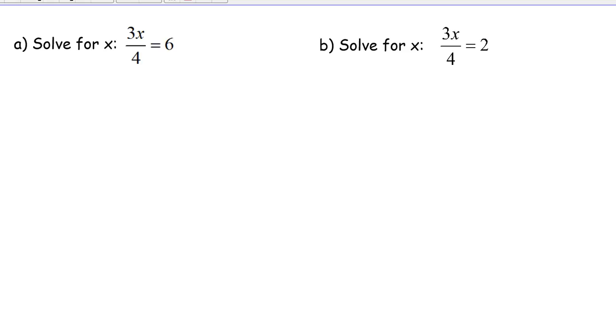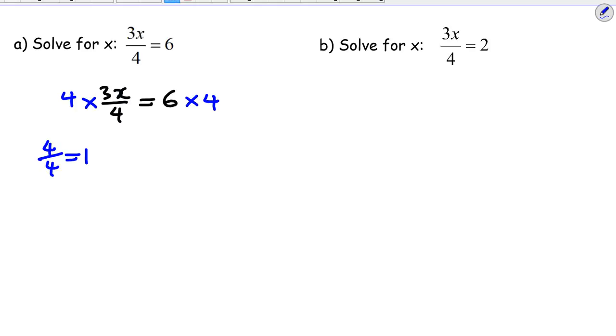Here is another example. So we'll start with 3x divided by 4 equals 6. So the opposite of dividing by 4 is multiplying by 4. So if I can just copy this down here. I'll multiply each side by 4. We know that 4 divided by 4 is 1. So these guys here will cancel to give us 1. So we'll end up with 3x is equal to 24.